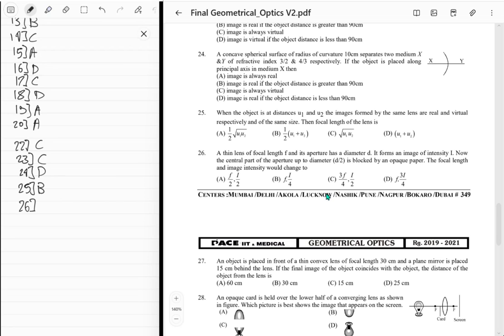Oh, the focal length and the intensity. So focal length doesn't actually change, you know. Why should that change? It won't change. Just the intensity will change. So it's how much of it did you cover up? Only d upon 2, so 1/4 of the lens is covered. That just means intensity is 3/4 of what it should be. So it's f and 3I upon 4. So 26d.